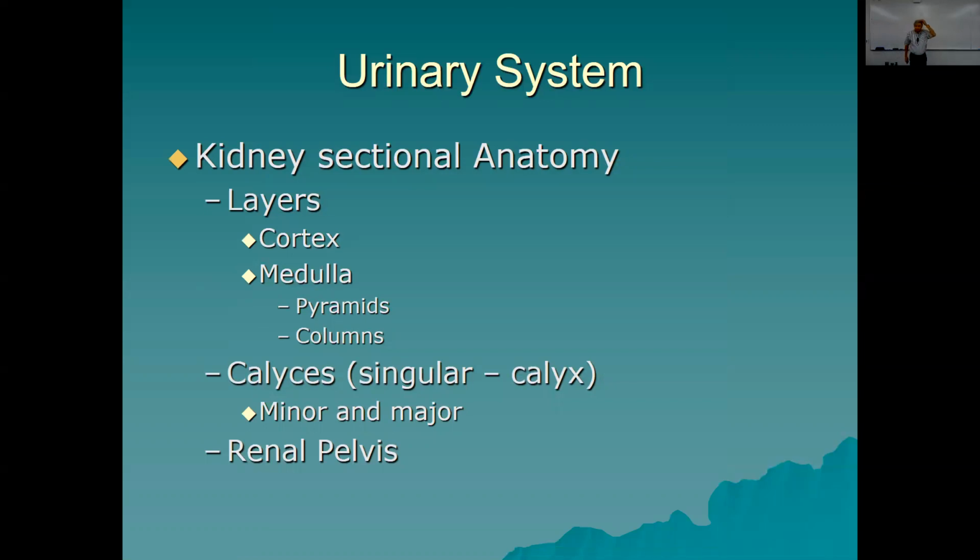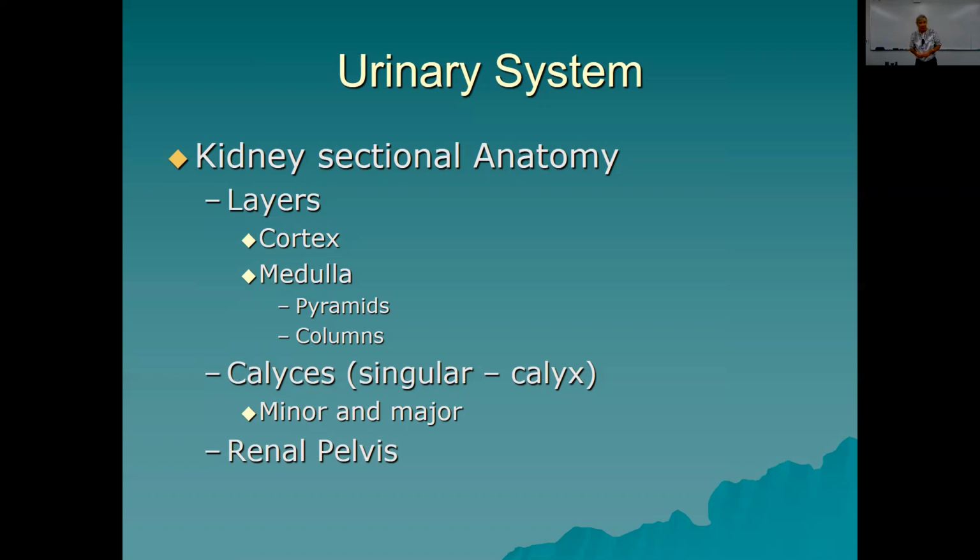So, kidney sectional anatomy. There are layers to the kidney, cortex and medulla. And remember, any organ that has a cortex and medulla, the cortex is always on the outside, medulla is on the inside. And in the medulla are two structures called pyramids, and in between the pyramids are columns. And these are actually tubes. We're going to be talking a lot about tubules in the kidney. So we'll get to those.